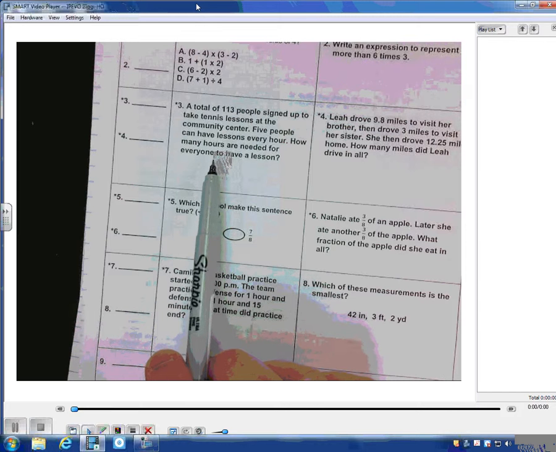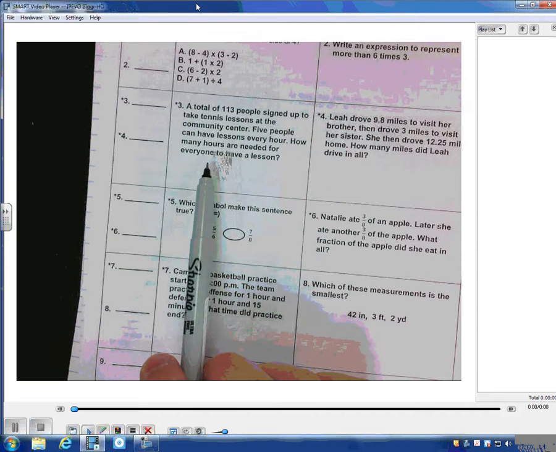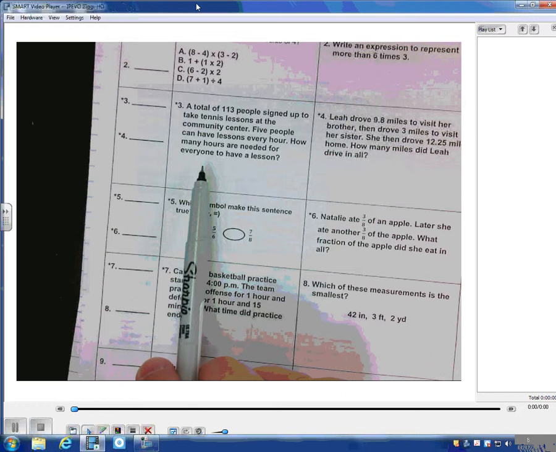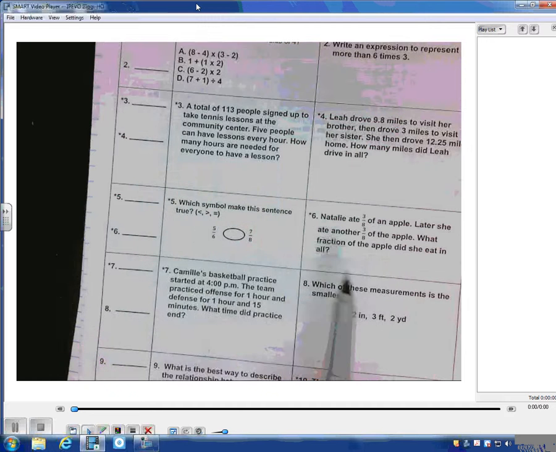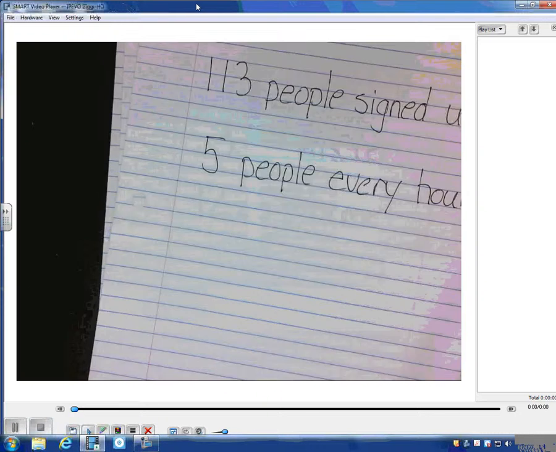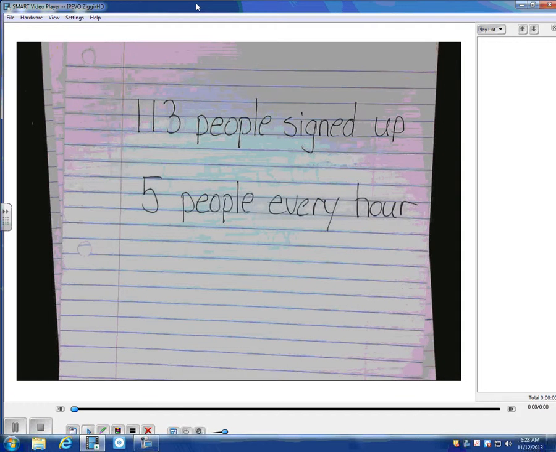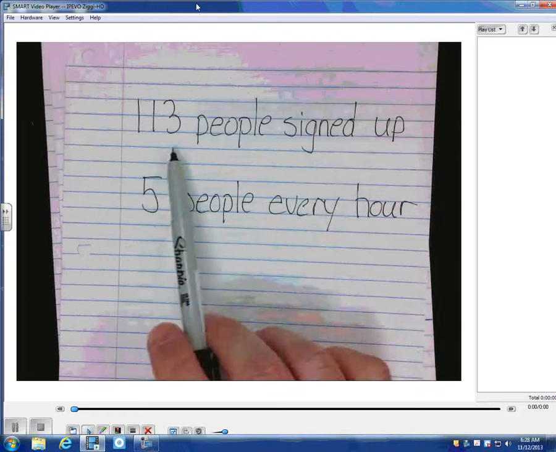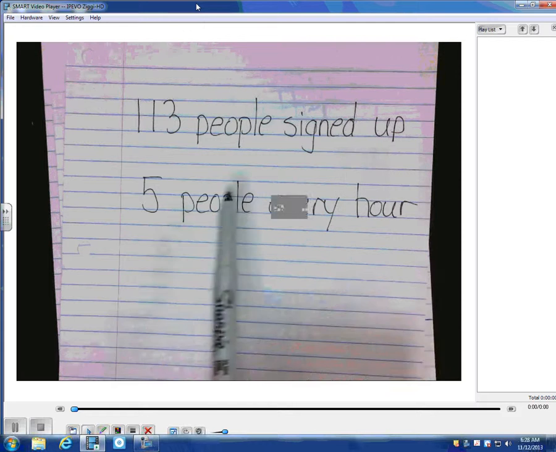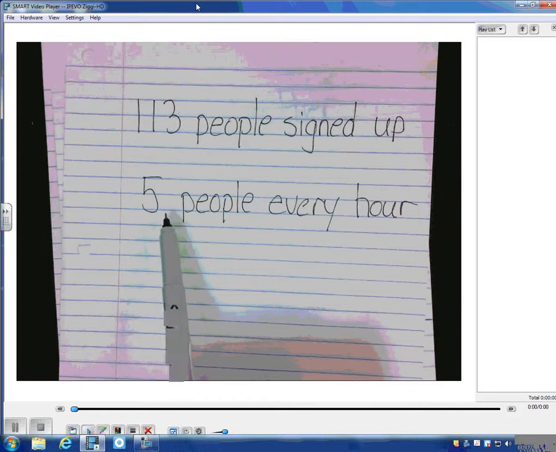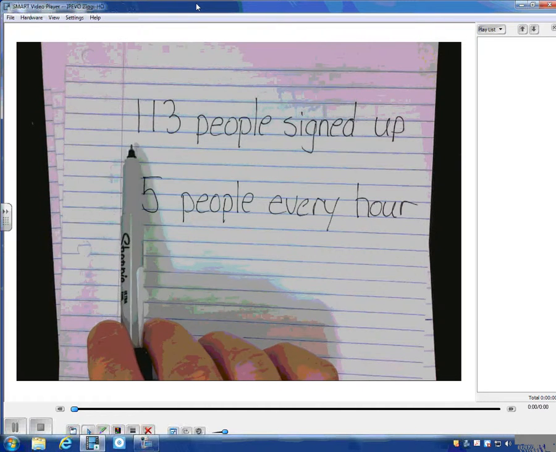Okay. Number 3, it says a total of 113 people signed up to take tennis lessons at the community center. 5 people can have lessons every hour. How many hours are needed for everyone to have a lesson? Okay, so let's look at this one. So 113 people signed up, and 5 every hour can take a lesson. So again, 113 people signed up for lessons, and 5 people can take a lesson every hour. So they want to know how many hours is it going to take to get through 113 people.